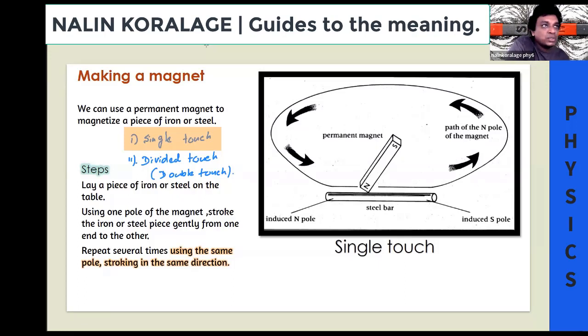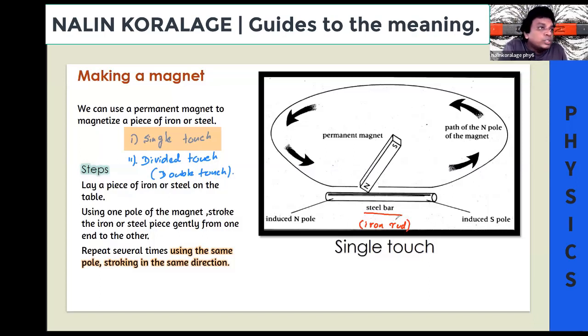Okay, so as shown in this diagram, the steel bar. This word is very important, the steel bar, or probably you can say the iron rod, or piece of iron. Either one will work, but the steel bar will work much better than the iron rod. Why? The reasons we are going to discuss in a while, towards the end of this presentation, as I mentioned earlier.